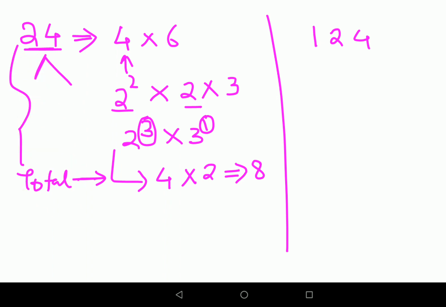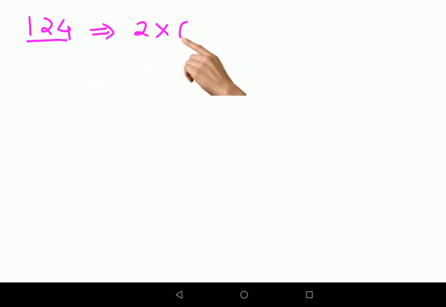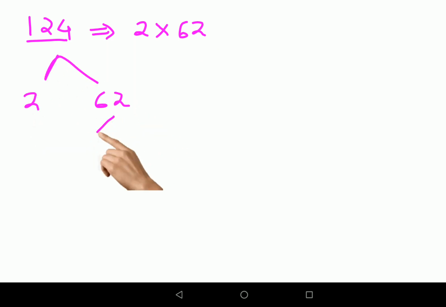Okay, so here let me just add one more page. It's easier to do it on another page. Okay, so 124. What I can do over here is divide this by 2, so I'll get 62, right? So basically I can do the factor tree: 2 and 62, and this is also an even number, so we'll get 2 and 31.